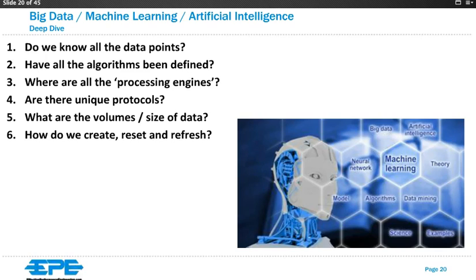Are there any unique protocols? Again, as we look at the constant evolving nature of protocols in the marketplace, maybe it's related to things like IoT, maybe it's related to other secure protocols or higher speed ones that we're constantly inventing. But are there any unique protocols that you need to think about with regards to the data feeds that are coming in and how you're going to be treating that from a big data perspective?